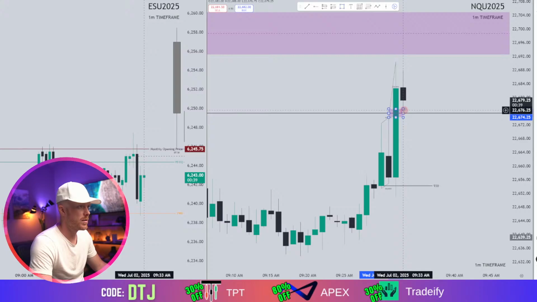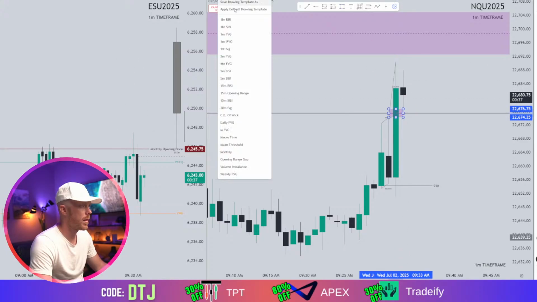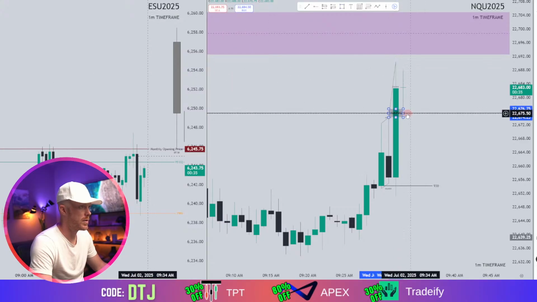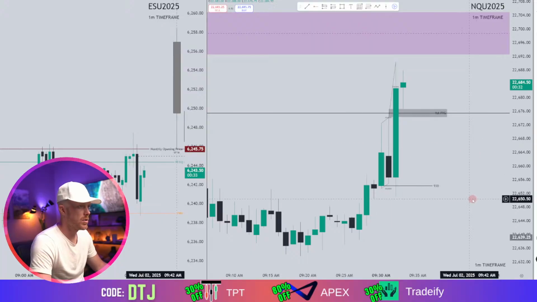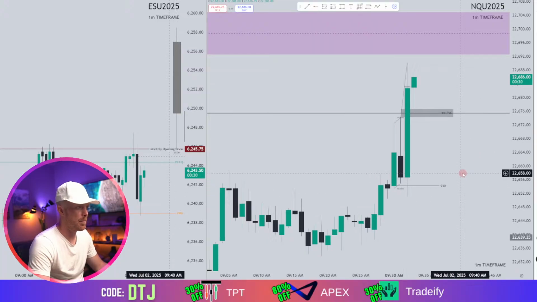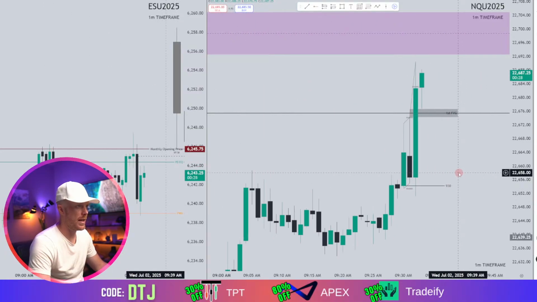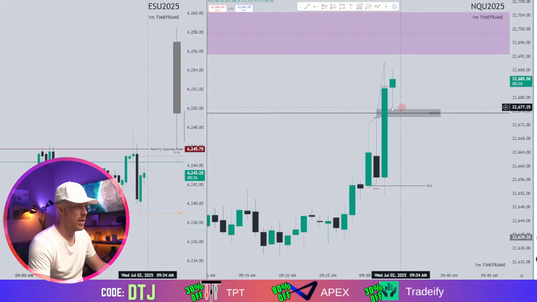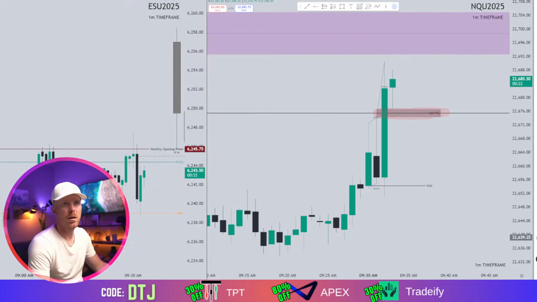Let's see if it gives it to us right here. I'm just marking it in case it wants to give it to us. So that will be our first presented fair value gap. We have some higher prices. If we come down and drop into here and we don't close it, I will take a long.